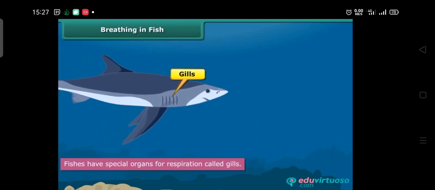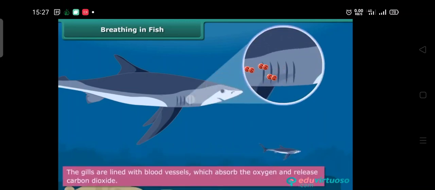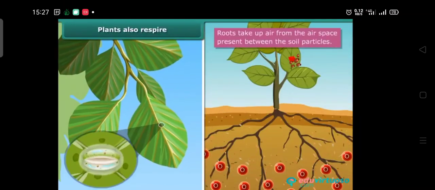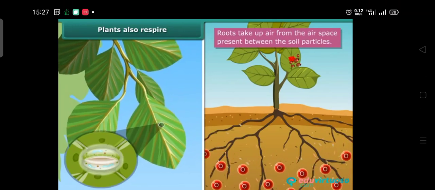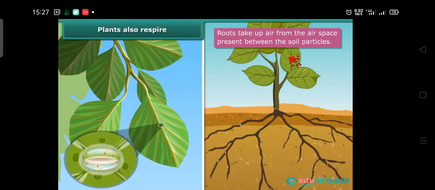They take in oxygen-rich water through their mouth and pass it over the gills. The gills are lined with blood vessels which absorb the oxygen and release carbon dioxide into the water. The deoxygenated water is then expelled from the body through gills. In plants, respiration takes two different forms. One, when the pores of the plant absorb oxygen and release carbon dioxide. These pores are present all over the plant body and even in the roots.